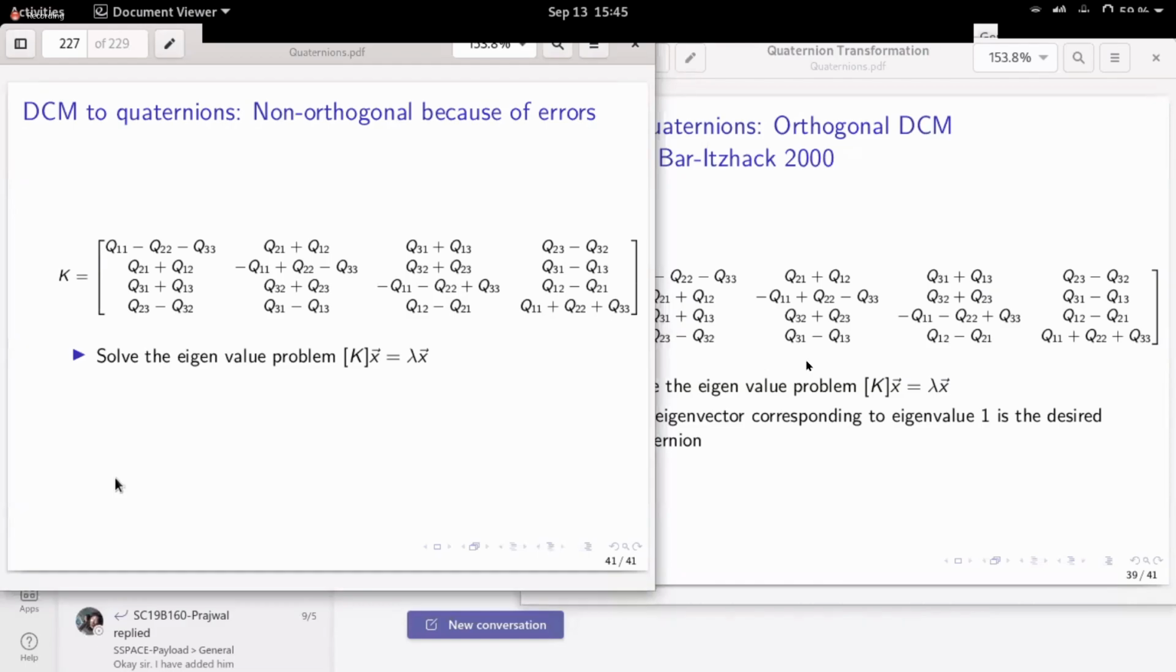This is called non-orthogonal because of the errors. The matrices will not be orthogonal. So in that case, instead of computing the eigenvector corresponding to eigenvalue 1, you compute the eigenvector corresponding to the largest eigenvalue, that is lambda max. The eigenvector x max corresponding to lambda max is the desired quaternion. The same matrix, nothing has changed.